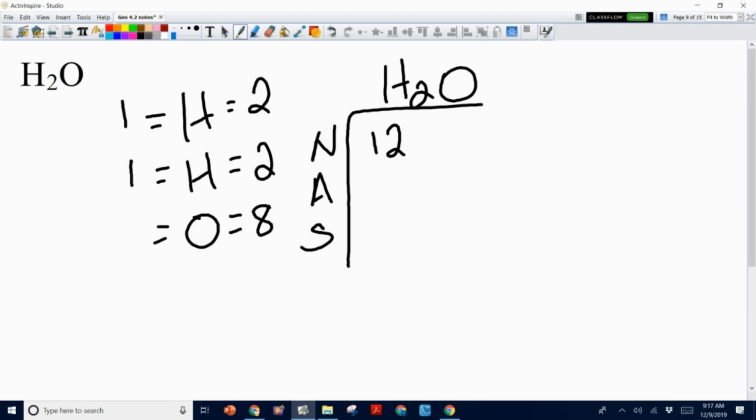Hydrogen actually has 1, and oxygen actually has 6. So 6 plus 2 is 8. Subtract those, that gives you 4. We divide that by 2. That's going to give us 2 bonds.